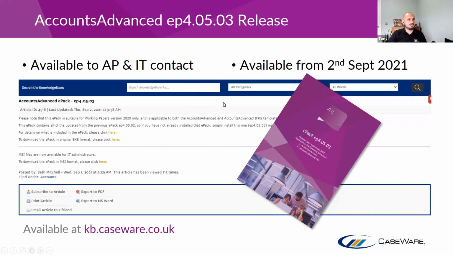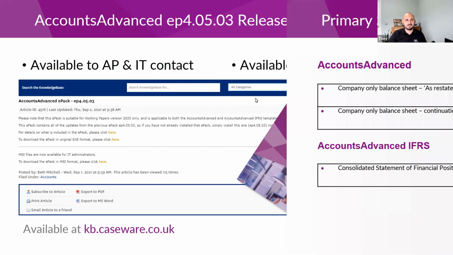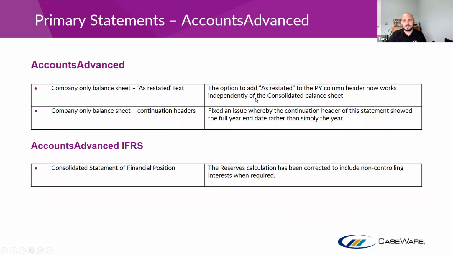All right. So that's just a little bit of housekeeping about the release notes. Moving on to the release itself, we're going to start off looking at the primary statements. Now you can see on screen here that we've got some areas with the balance sheet, continuation areas, and restated text. These are areas that have just been updated or fixed within statements. So if you are looking for that fix with continuation headers, which I'm sure a few of you will be, then make sure you apply that ePack to your file. Now, I'll be in a file later.